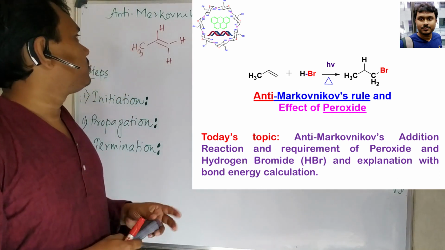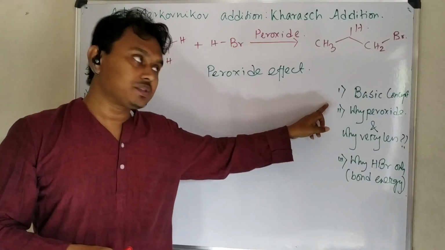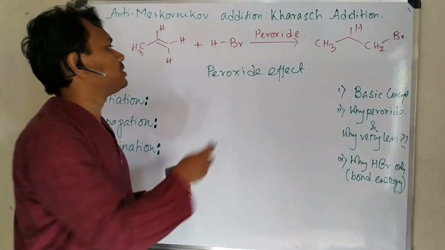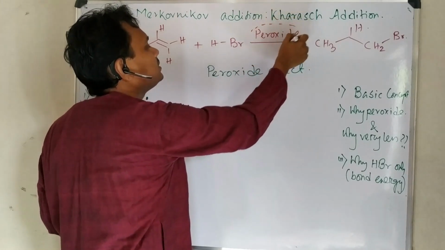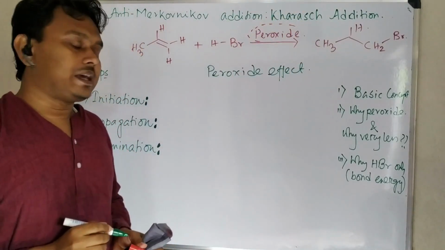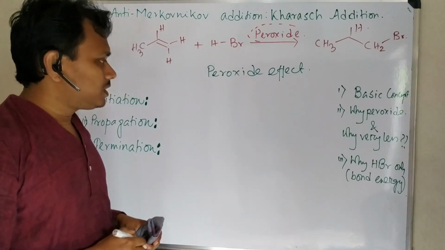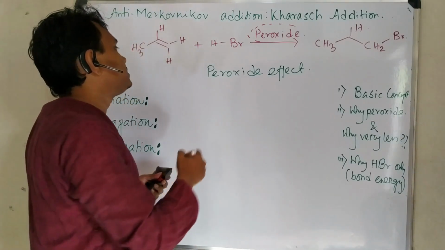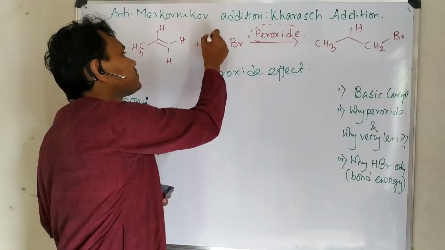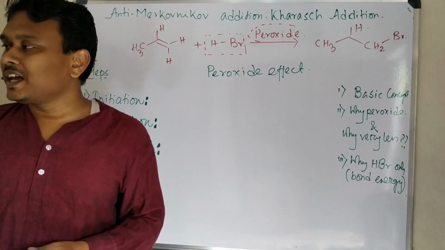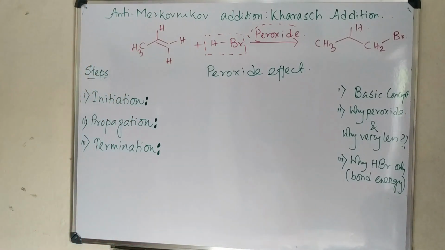So in this video, what we are going to discuss: first, the basic concept and background. Second, why peroxide? Everywhere it is mentioned peroxide. Why this peroxide? What is the need? Then, the amount of peroxide, and why very low peroxide is sufficient. And finally, we will discuss why HBr. Here is also one interesting point: why hydrogen bromide only, and not the other hydrogen halides? That explanation will be given completely based on bond energy data.